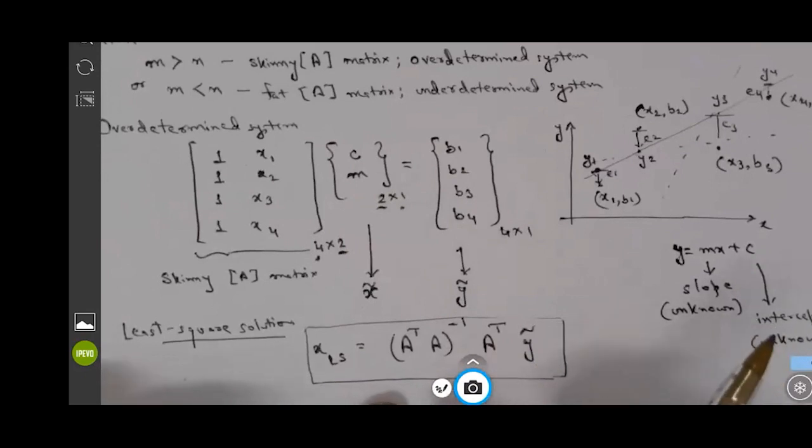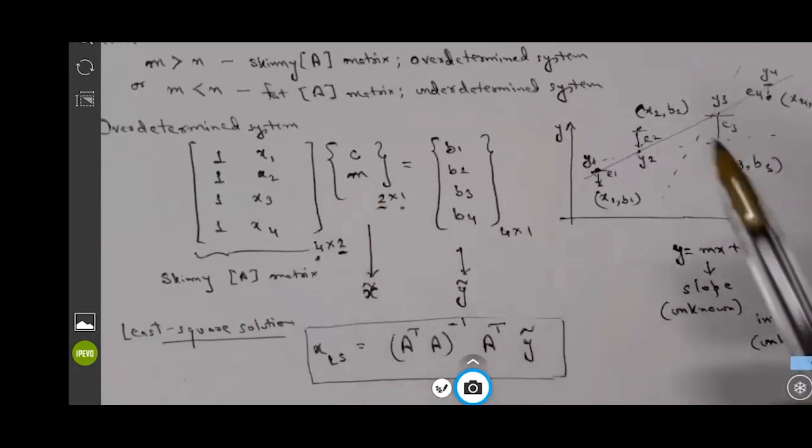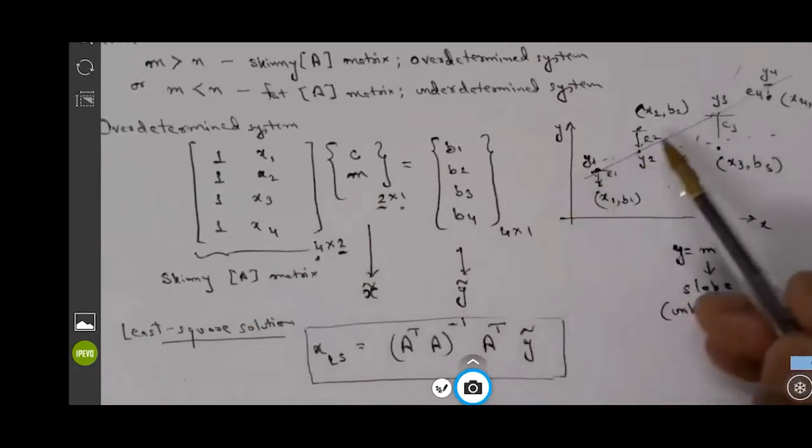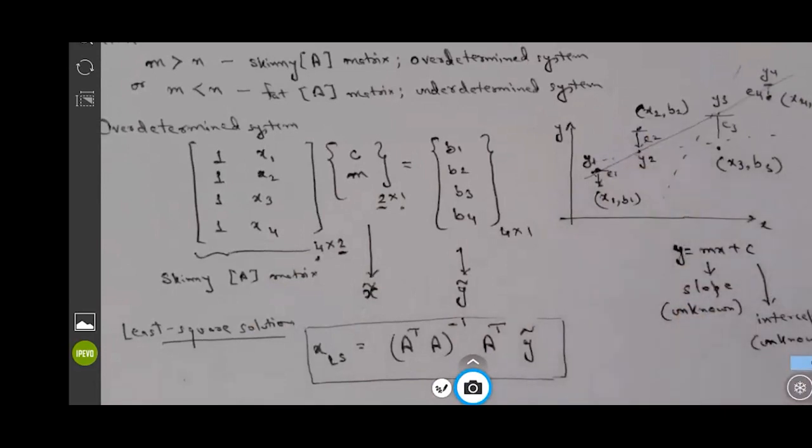This is a very, very powerful formula used in many control applications, or any system of equations where it is an overdetermined system, or where you want to fit some polynomial to data points. Any situation where you have an overdetermined system, you basically go for this least square solution. Least square solution means you minimize the error between the function, which is your straight line, and the data points. Is everybody with me so far?